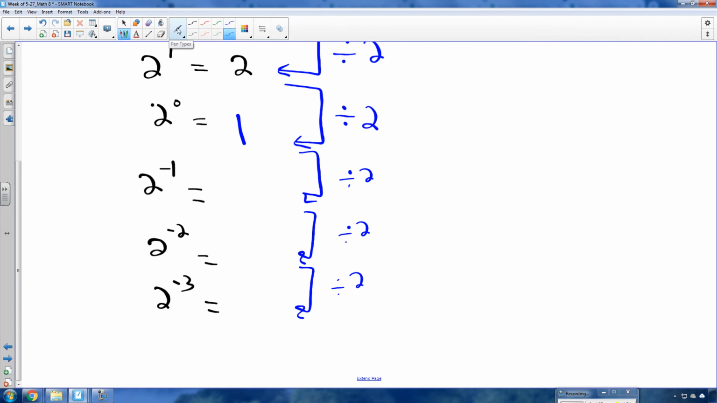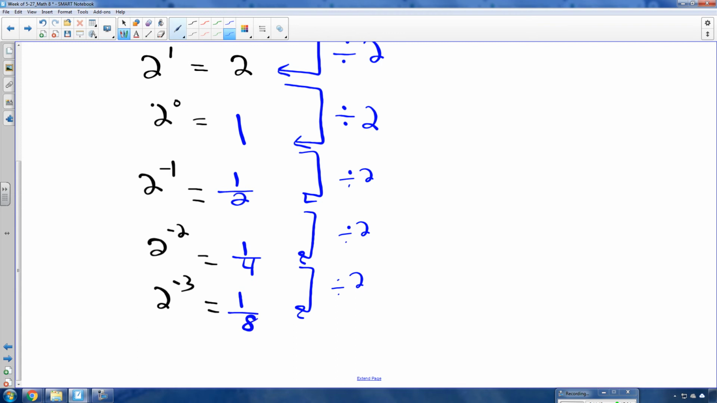What's a half of a half? What's 1/2 divided by 2? 1/4. Because you're making it smaller, right? You're taking a half of a half. 1/2 cut in half or divided by 2. 1/4, 1/8. Now I want to ask you one more question.